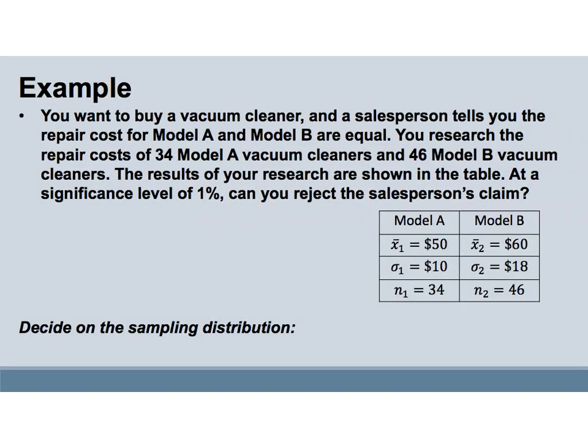Okay, next example. You want to buy a vacuum cleaner and the salesperson tells you the repair costs for Model A and Model B are equal. You research the repair costs of 34 Model A vacuum cleaners and 46 Model B vacuum cleaners. The results of your research are shown in the table. At a significance level of 1%, a few times we haven't had 5%, can you reject the salesperson's claim? Alright, so very first question, is it independent or dependent? It's 2 different models of vacuum cleaner. So that would be independent.